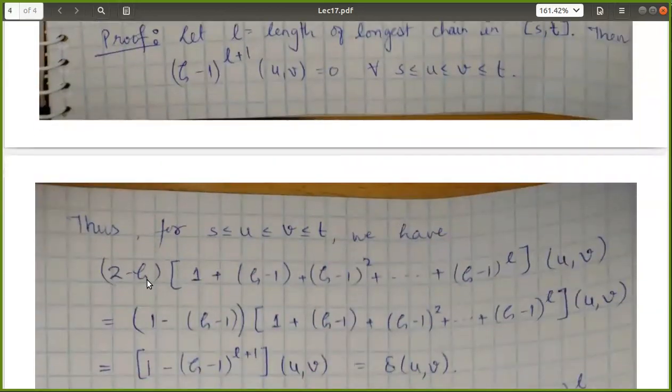So you take 2 minus zeta and multiply it with this particular function, which is given by 1 plus 1 as an identity, plus zeta minus 1 plus zeta minus 1 square plus and so on till zeta minus 1 raised to L. And this is applied on the interval uv, where u and v satisfy this.